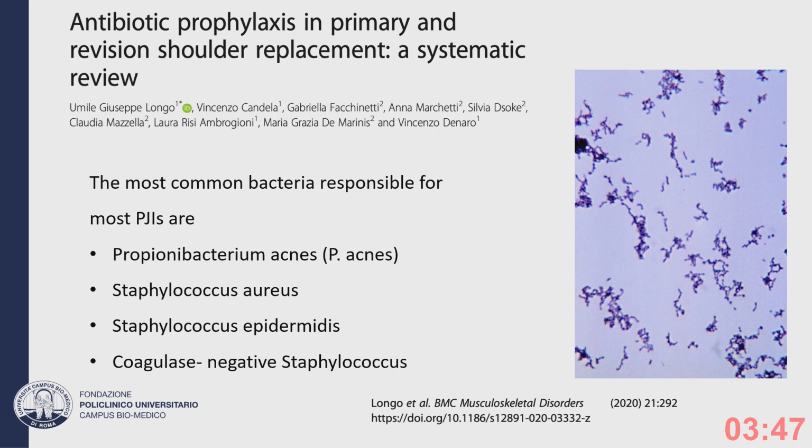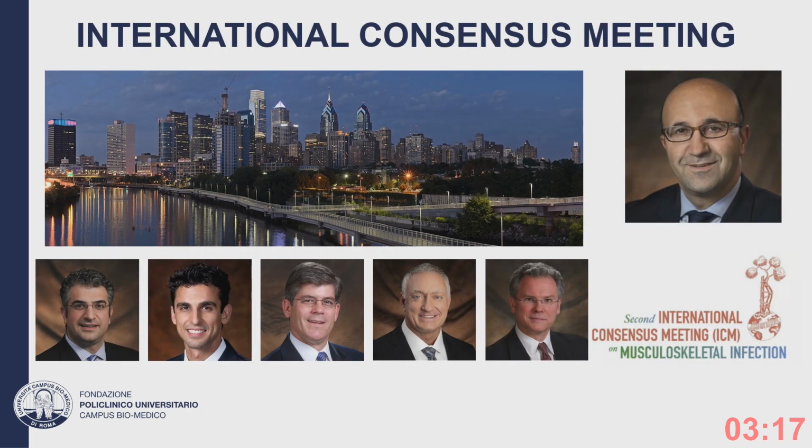In this paper, we described instead the correct antibiotic prophylaxis that should be performed in primary and revision shoulder replacement, the differences, the causes. We saw that the most common bacteria responsible for most PJIs are Propionibacterium acnes, Staphylococcus aureus, Staphylococcus epidermidis, and Coagulase negative Staphylococcus. And this is important when we consider how to perform the correct prophylaxis. But these bacteria are really different from the ones that affect hip and knee prosthesis.